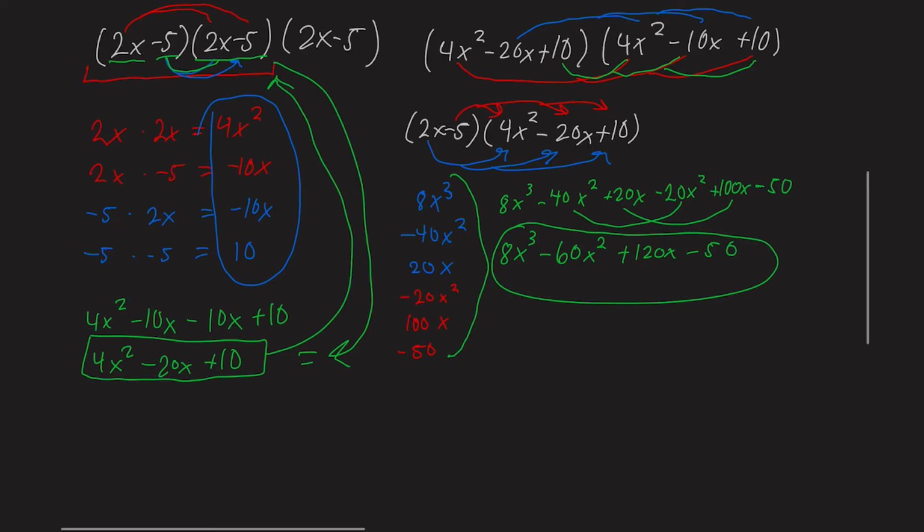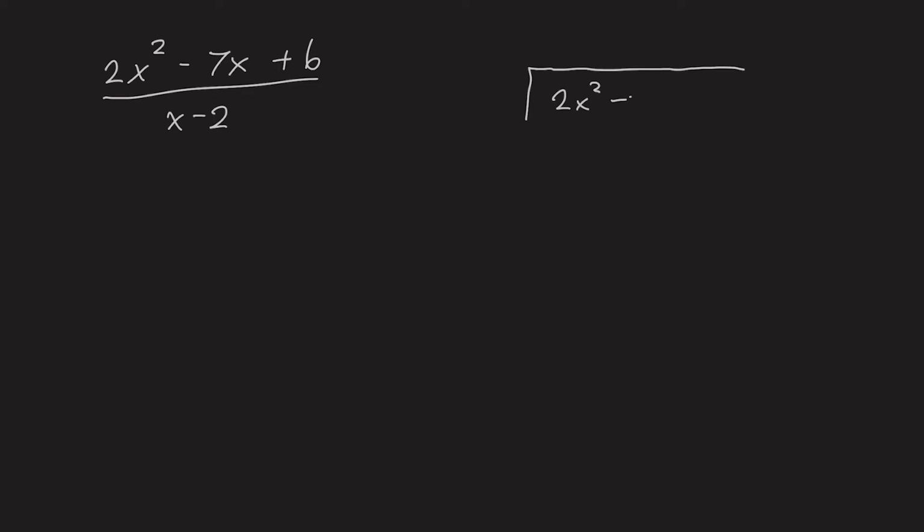Now, let's move on to division. Let's say I gave you 2x squared minus 7x plus 6 divided by x minus 2. Okay, let's set up our division bar like we did back in elementary school, and let's divide 2x squared minus 7x plus 6 by x minus 2. Okay, so how do we go about this?